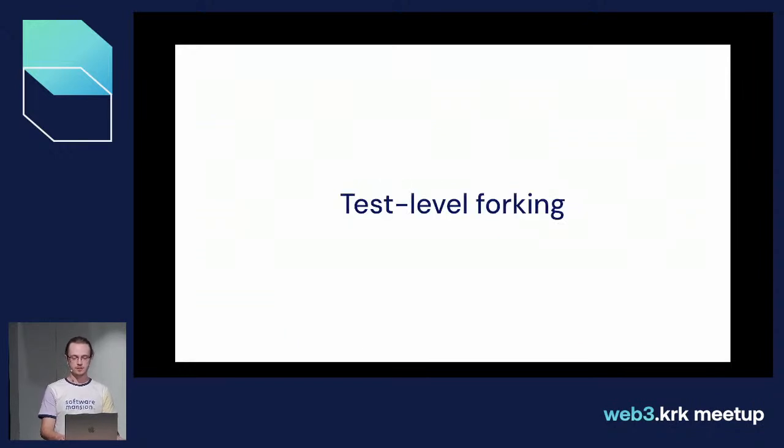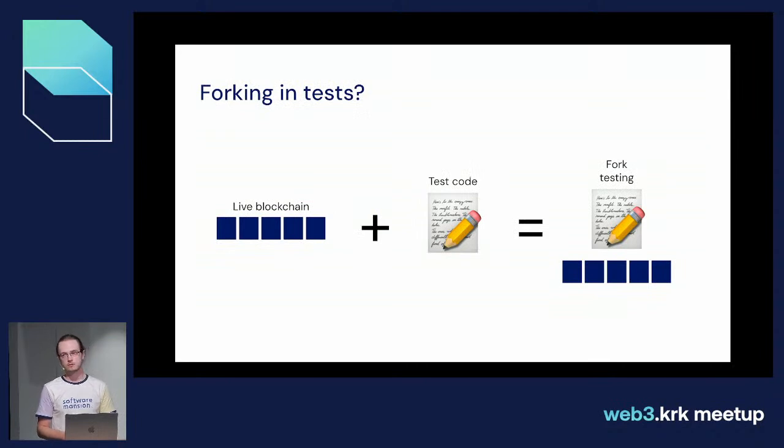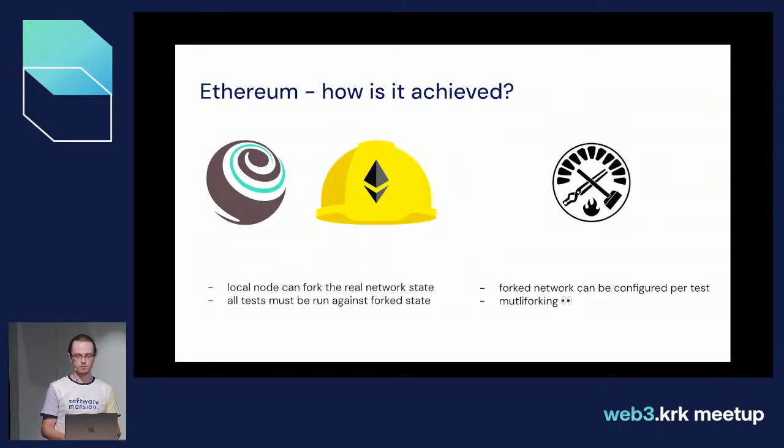And let's jump to, I think, the most interesting part, especially for me, because I'm working on it. Test level forking is connected with writing tests. And sometimes we have test code, and we want to run it on the real state of a real chain. So we have a live blockchain and test code. We merge them, so we run the test code on the live blockchain, or a fork of this blockchain, and we have fork testing. And how is it achieved on Ethereum?